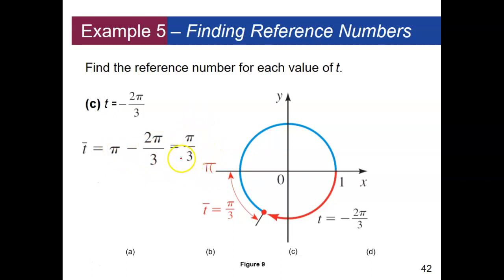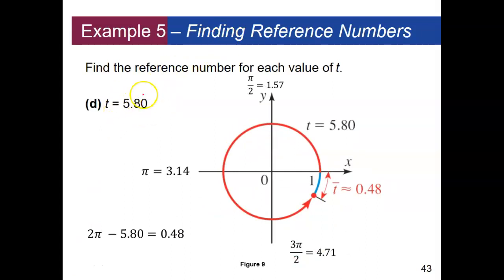So it's a little bit harder to visualize when it's a negative angle like that, but just try to think about literally it's that distance between here at pi and here. So if I've come 2 pi over 3 this far, then that leaves me with pi over 3 for this part here, which would be my reference number.